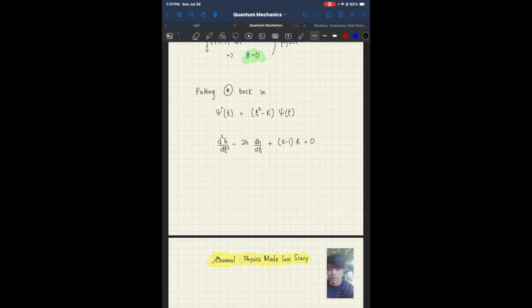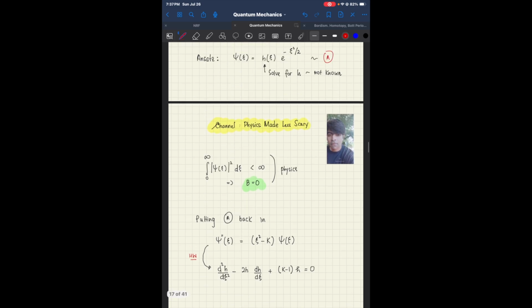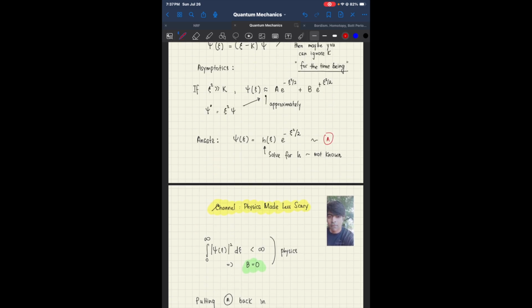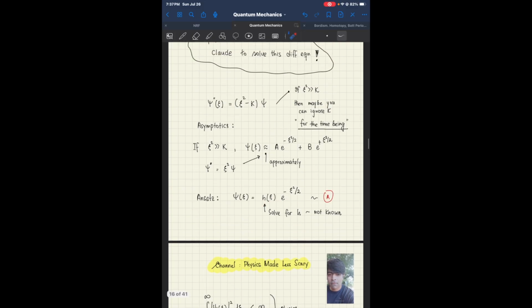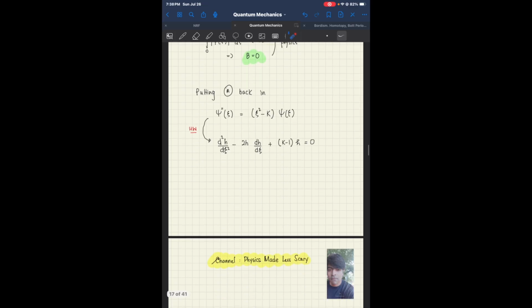Okay, this is homework. Substitute equation A into the main mother equation, and my claim is you'll get this equation for h.